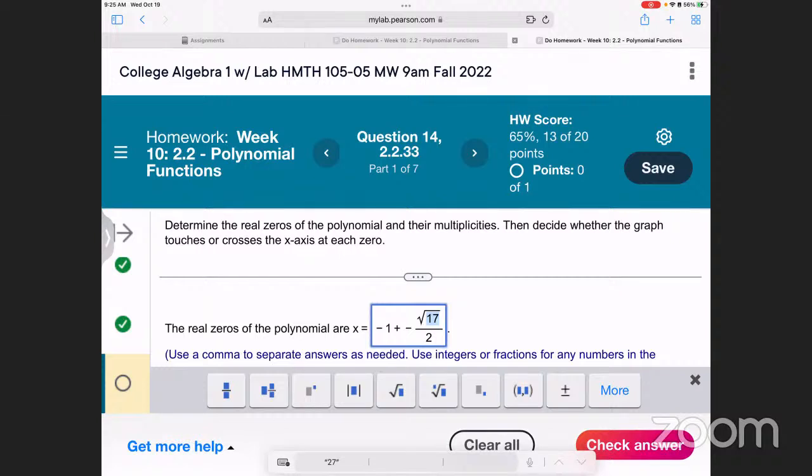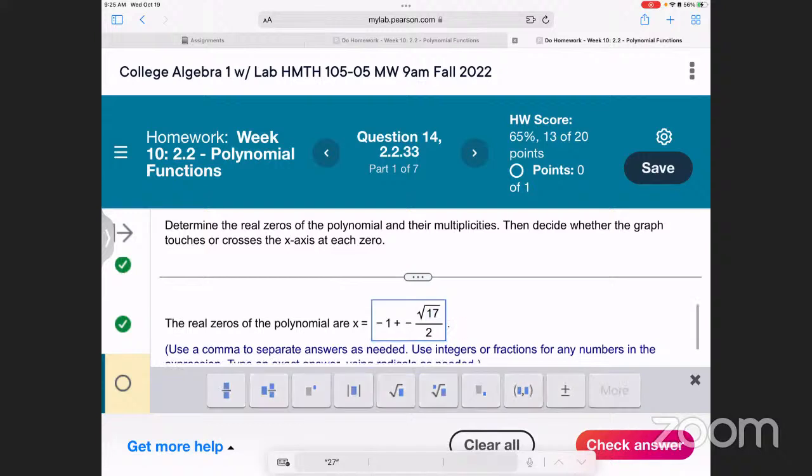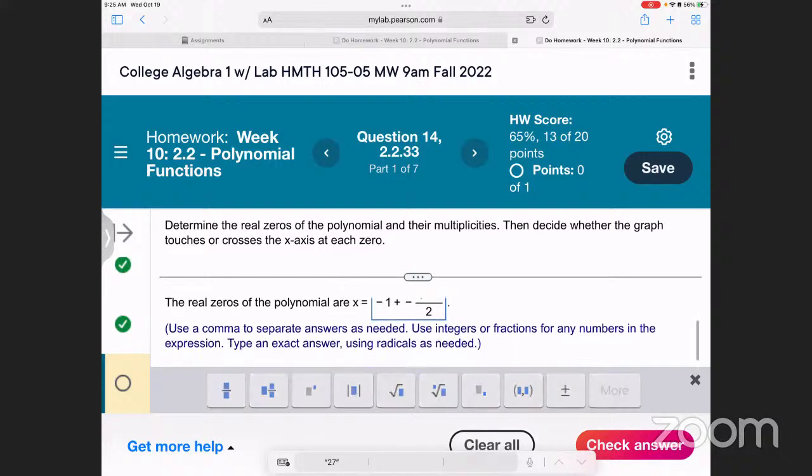The real zeros, use a comma to separate, use integers or fractions for any number in the expression, using radicals as needed. Okay.